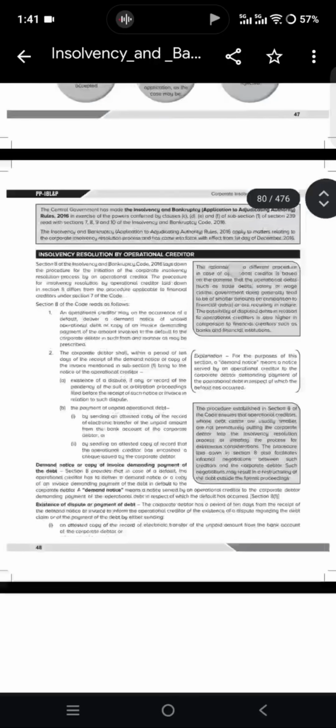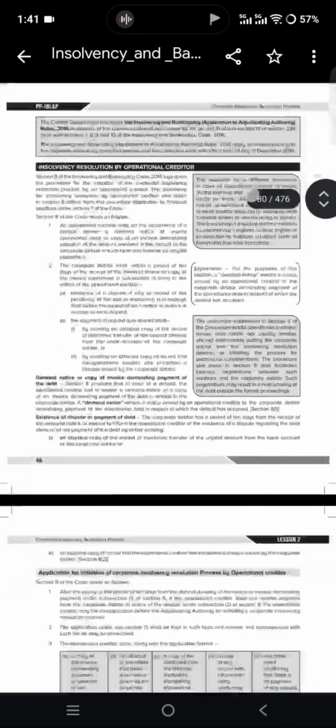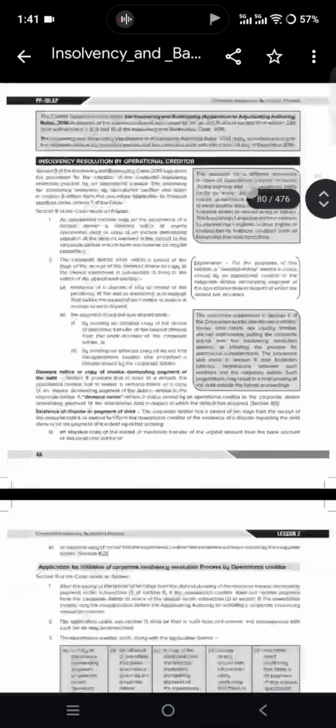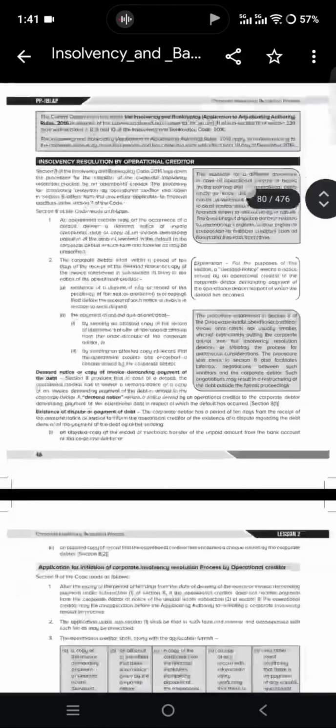Insolvency resolution by an operational creditor. Section 8 of the IBC lays down the procedure for initiation of CIRP by an operational creditor. The procedure for insolvency resolution by an operational creditor laid down in Section 8 differs from the procedure applicable to a financial creditor under Section 7. Why?